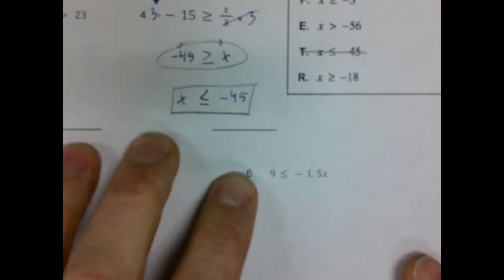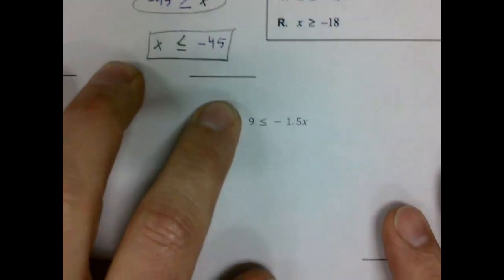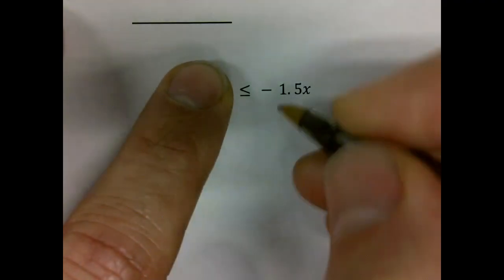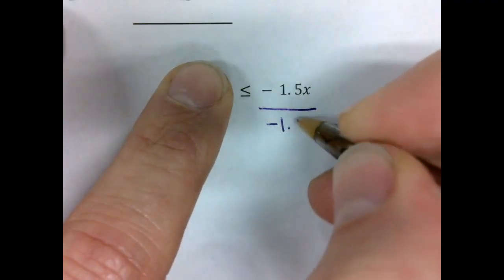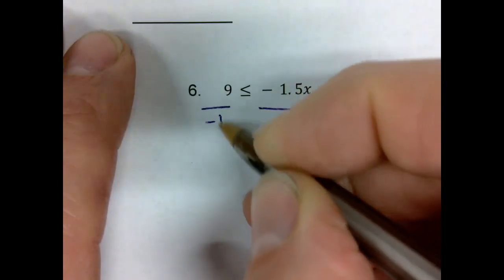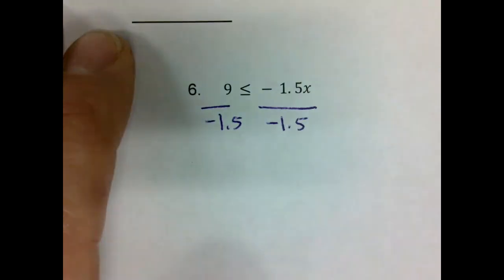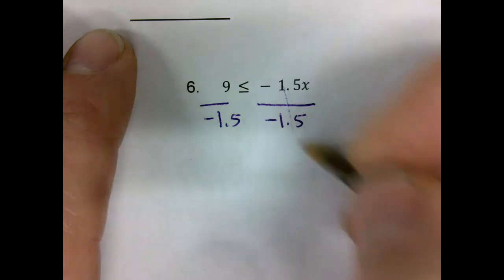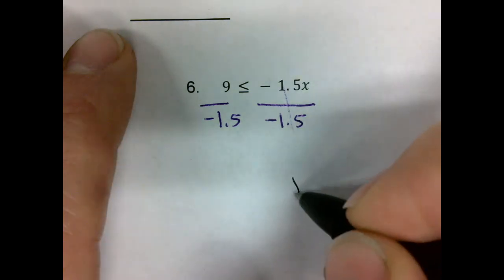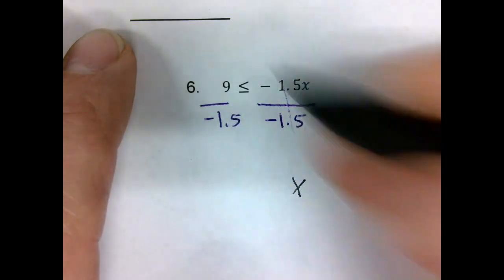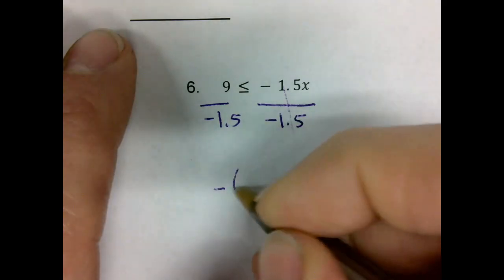Number 6. Here we go. Zooming in on number 6. That's a negative 1.5x. So that's supposed to be touching, which means times. So to get rid of that, I'm going to divide by a negative 1.5. Now, we did that because these guys cancel. You're left with x on the right side. These are not the same sign, so you're going to get a negative 6.